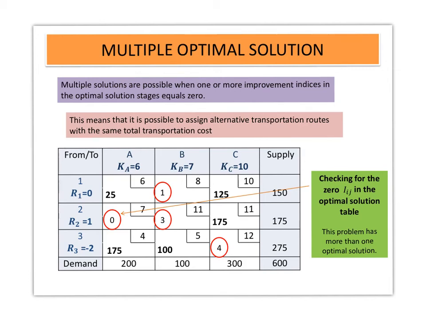Well, we have to treat this cell which has 0 index, 0 improvement index, as the entering cell. All right, that means this cell will receive goods, and then we'll have to find the leaving cell and then proceed as usual. Okay, so that's all.